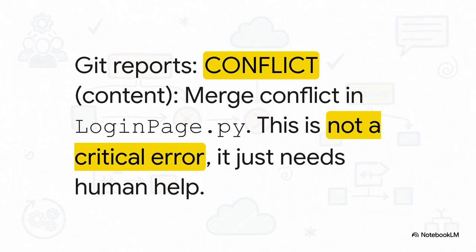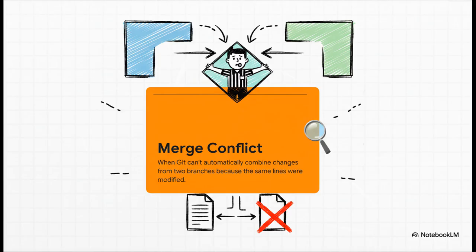Really, it's just Git's way of pausing and saying, hey, I see two different changes here, and I'm not smart enough to know which one is right. I need a human, you, to help me figure this out. So, to put it simply, a merge conflict is just what happens when Git can't automatically figure out how to combine two different versions of a file. It needs you to step in and be the tiebreaker.